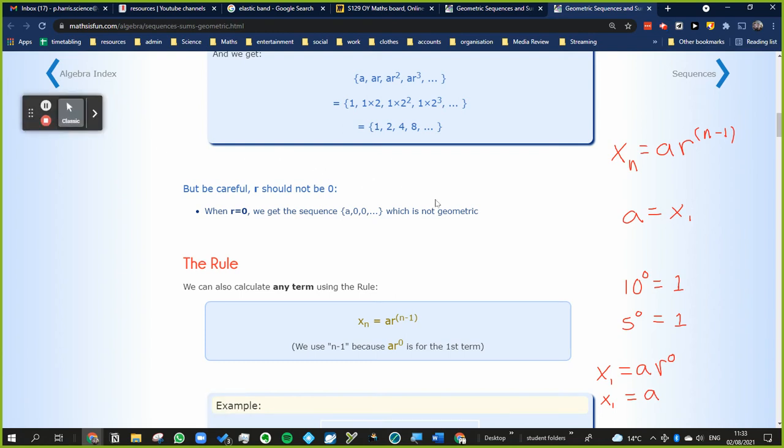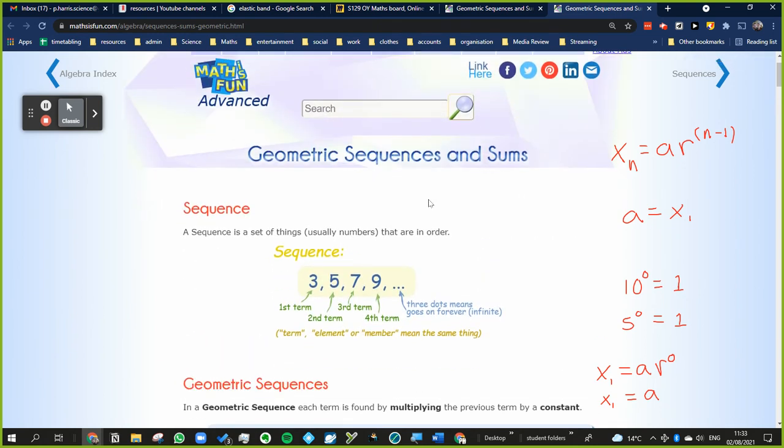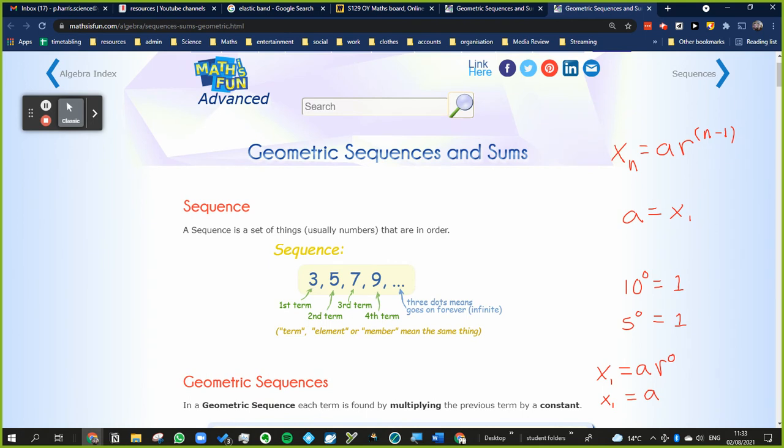Okay, so just briefly then, we'll just recap what sequences generally are. A basic linear sequence. This one goes up in twos. The first difference is the same every time. The first difference is the difference between each term. So the difference is always 2. So this is a linear sequence.